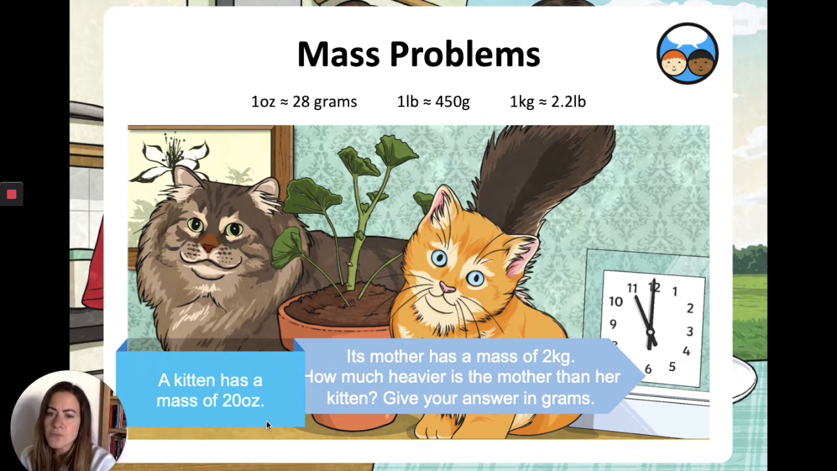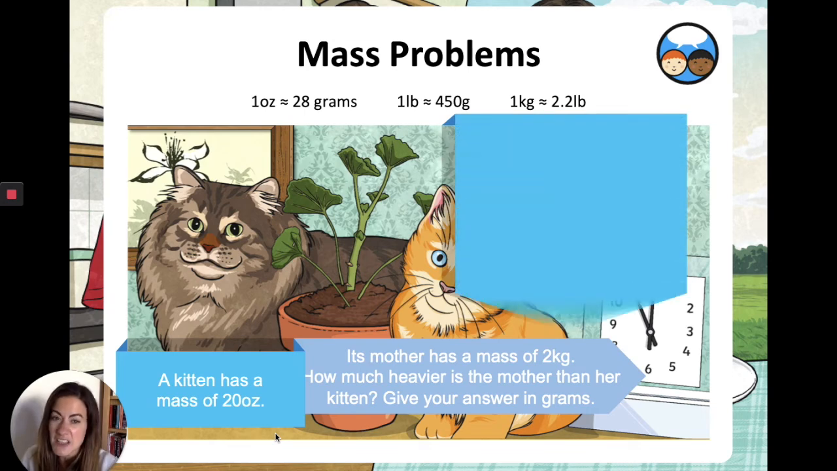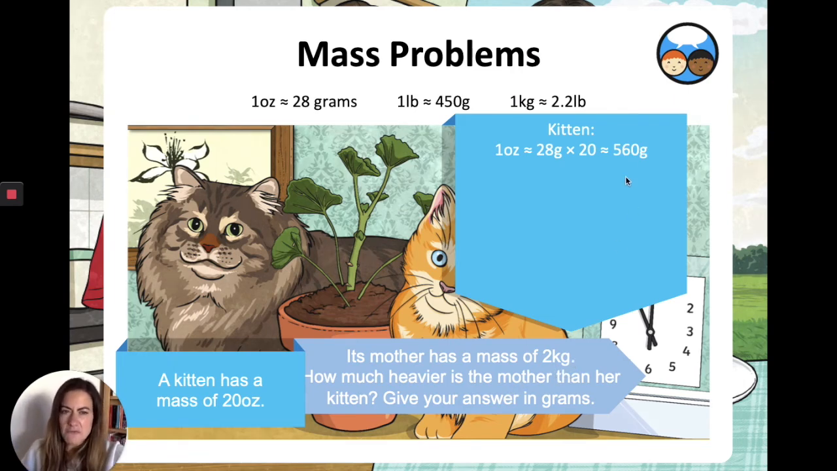So first of all, I think we need to find out the mass of the kitten. So if 1 ounce is 28 grams, we know that from here, we need to times it by 20 because we haven't got 1 ounce, we've got 20 ounces. So 20 times 28 gives us 560 grams. So that's how much the kitten weighs in grams. Now we know the mother weighs 2 kilograms, but really we need it in grams to help us to work out the difference. And I know I've got that automaticity, 2 kilograms is 2,000 grams.